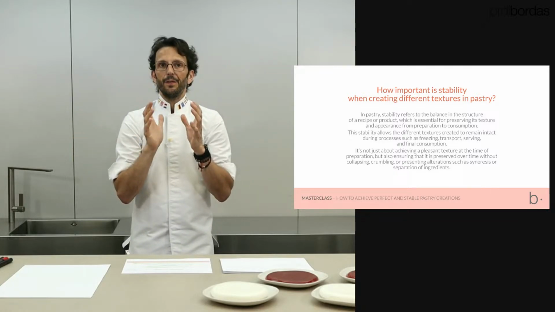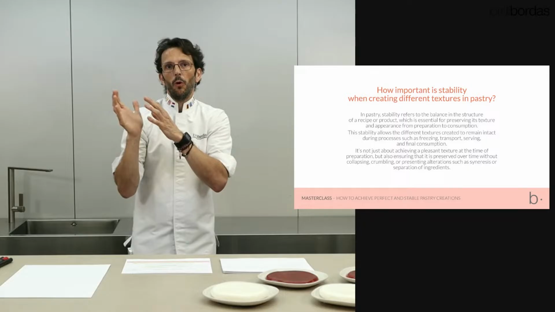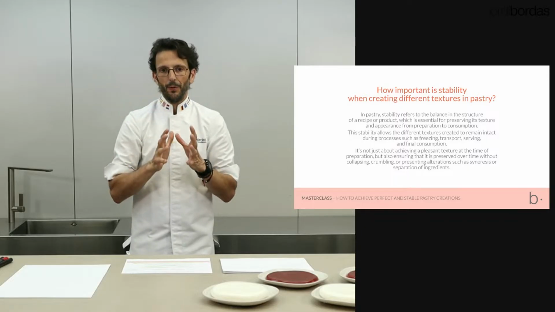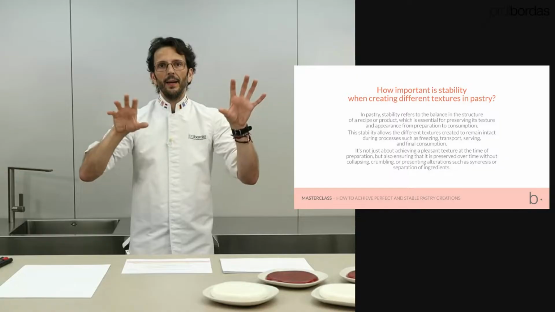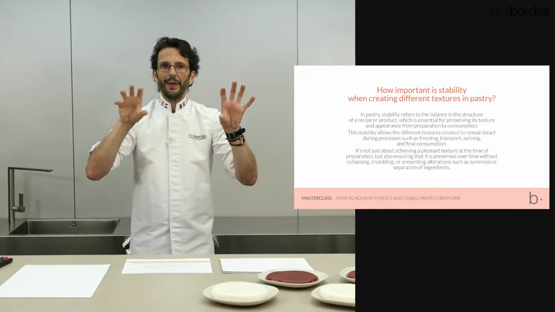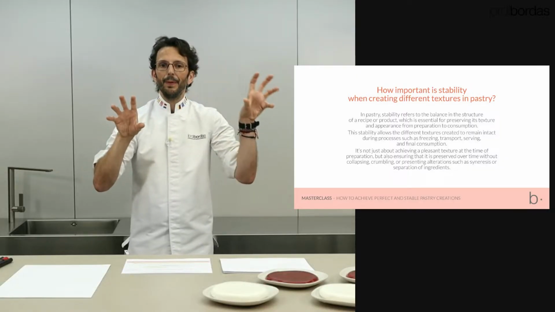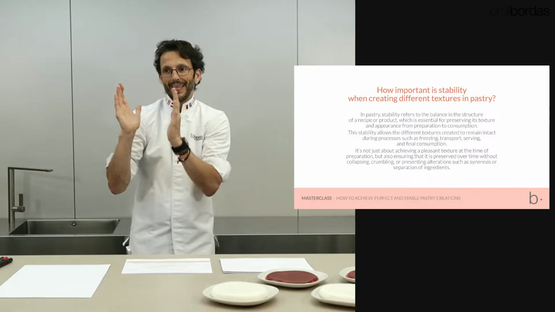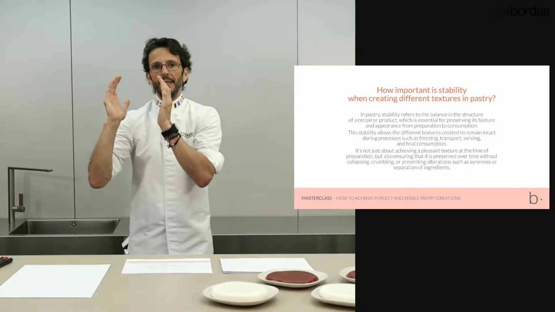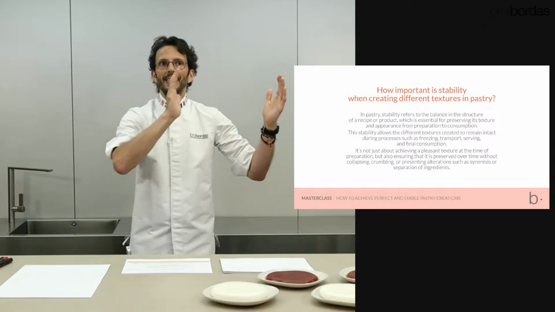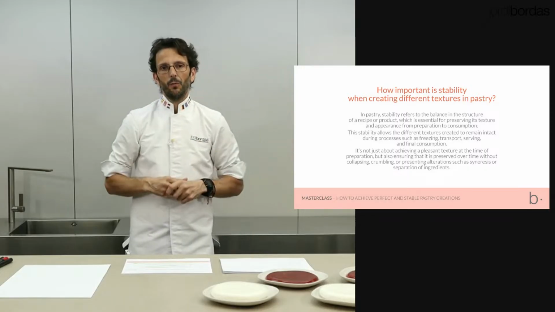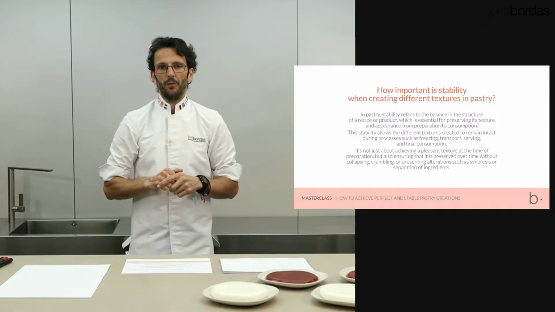It depends what kind of textures we are preparing. We have more or less water. For example, when we have gel textures or compote textures, here in general we have around 30% dry extract and 70% water. That means that this small percentage, the 30% of dry extract, is going to control 70% of water in the recipe, okay?